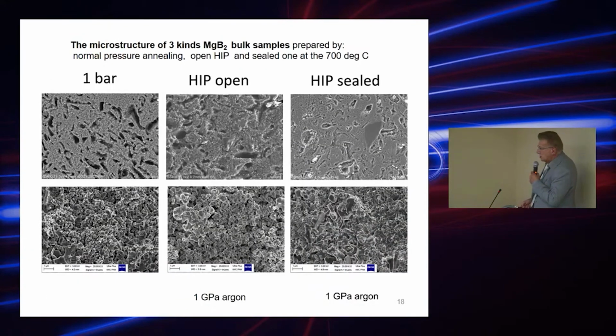And how it is in the structure, you can see in one bar is a lot of porosity, and it's open. In open HIP, it means just the dense argon around the material. You have the density which is not very high, but you see all the time the porosity. The HIP sealed is much better. You see this very low porosity.